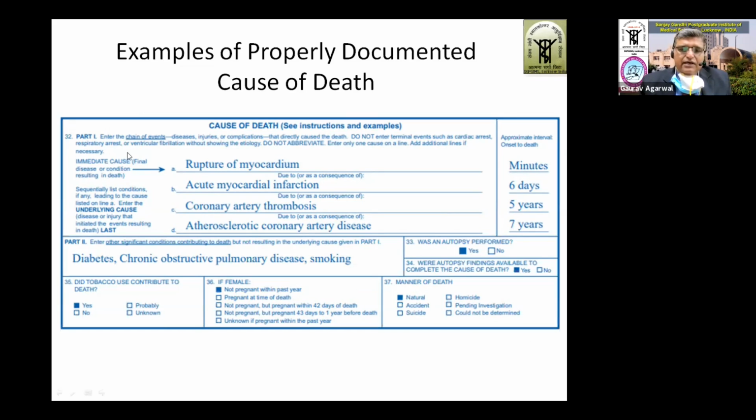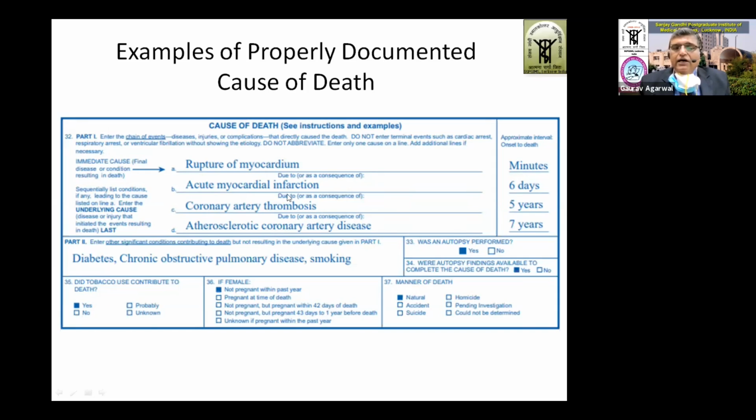For example, in this death summary, you can see rupture of myocardium. Why did the myocardium rupture? It was because of acute myocardial infarction. Why did the myocardial infarction occur? Because of an underlying coronary artery thrombosis, and that was caused by atherosclerotic coronary artery disease.